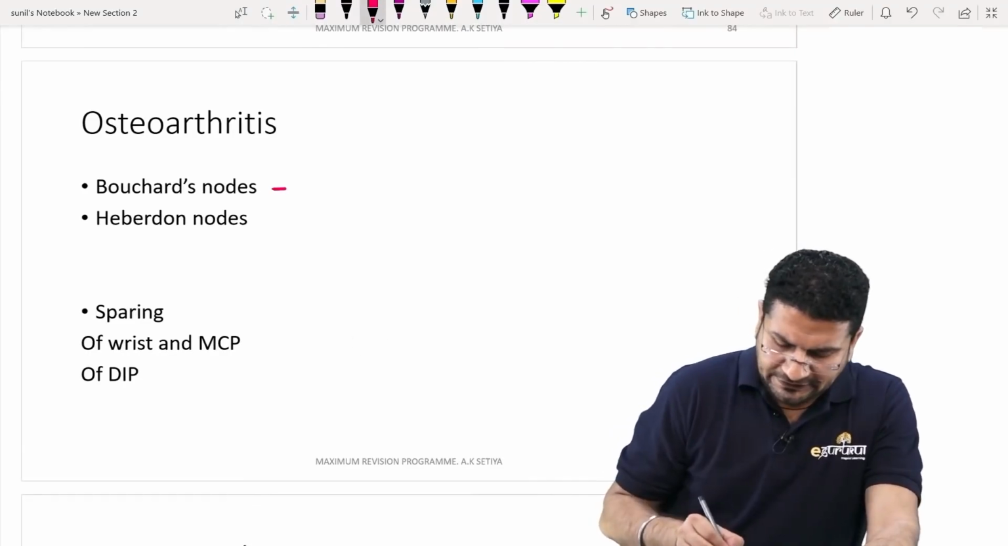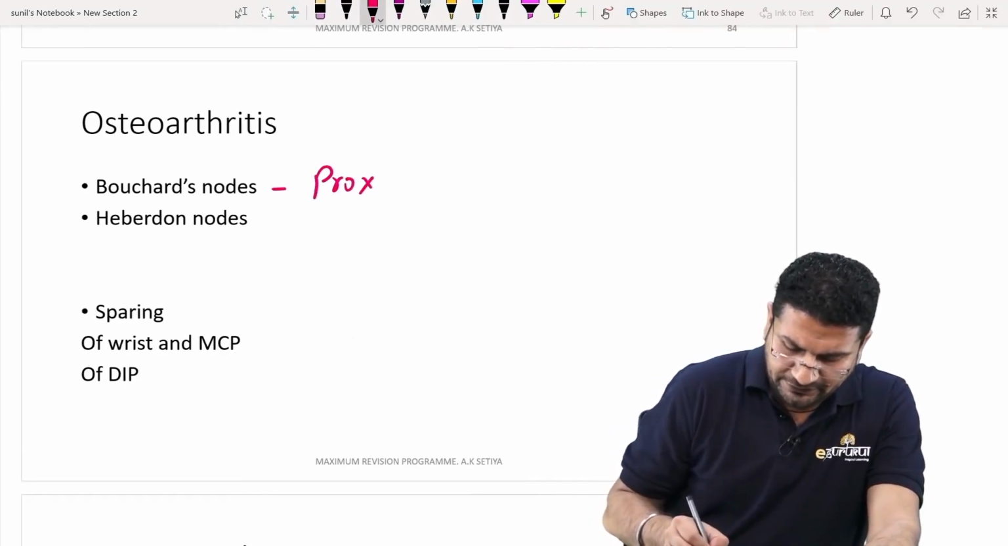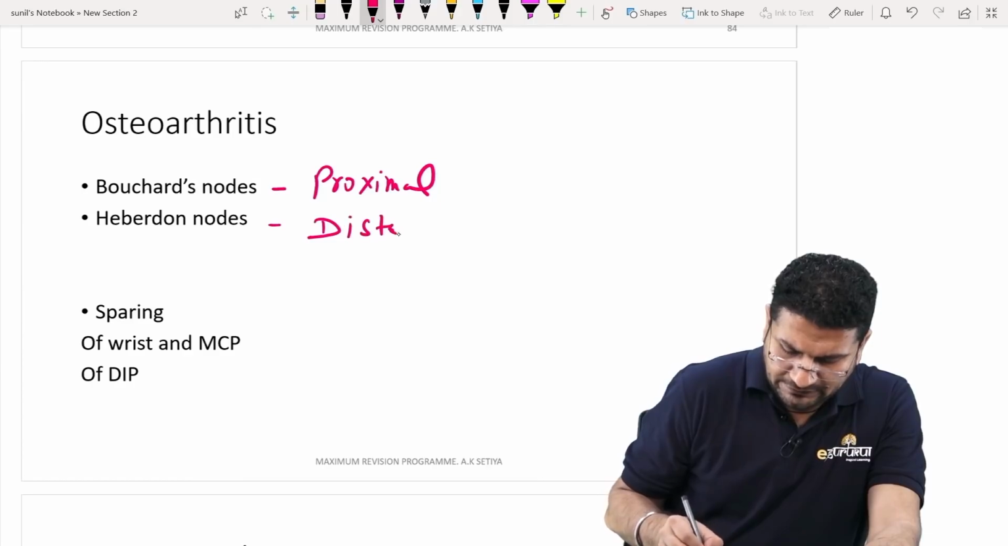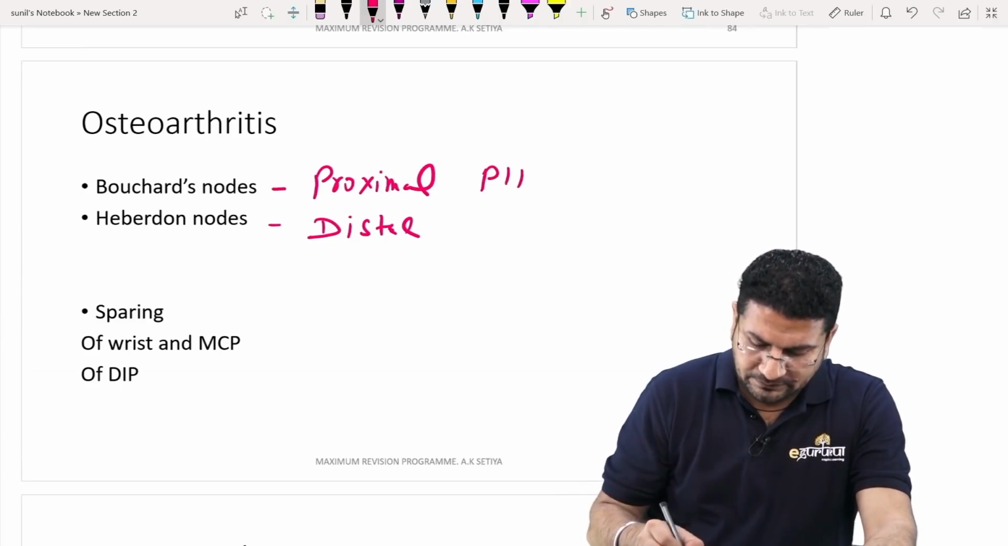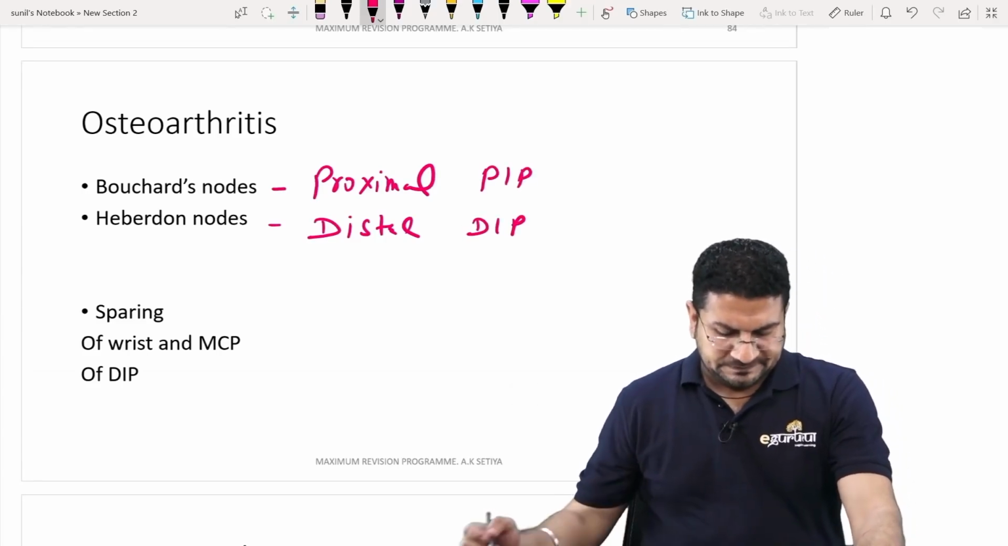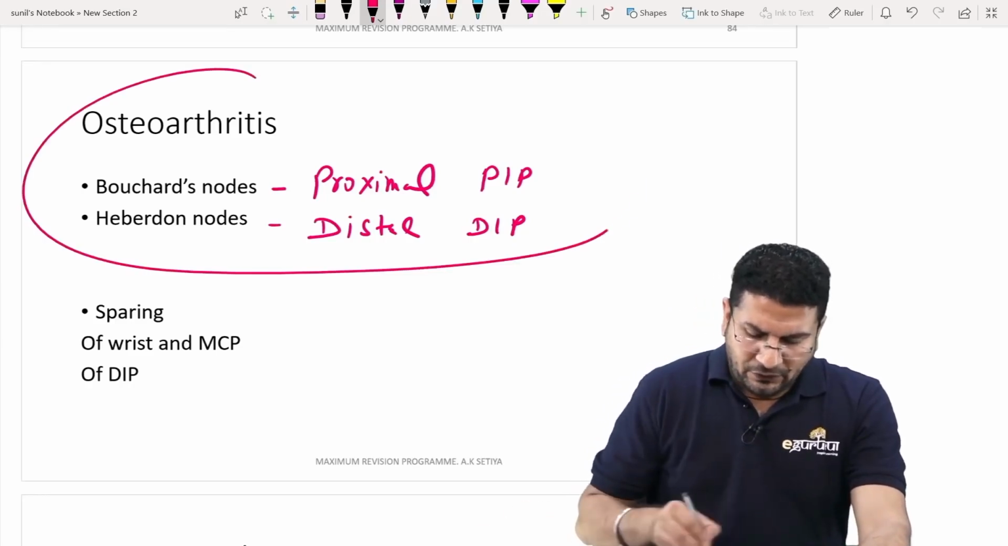Bouchard's nodes are seen in the proximal joints, or PIP. Heberden's nodes are seen in the distal joints, or DIP. In PIP you will see Bouchard's nodes, Heberden's you will see in DIP. These are features of osteoarthritis.